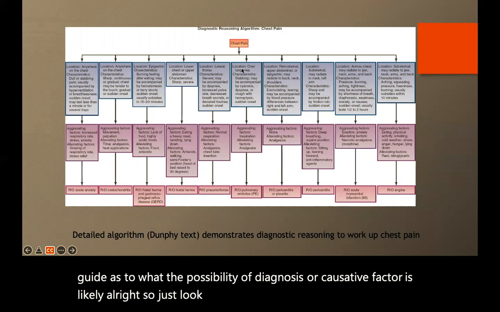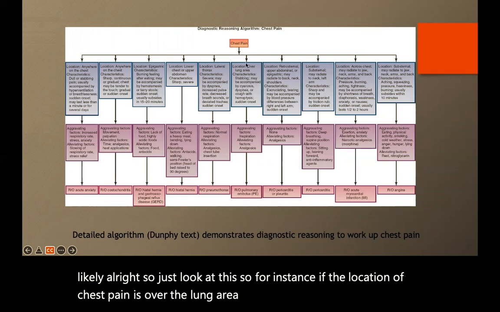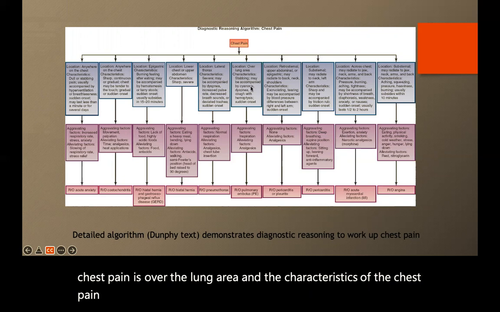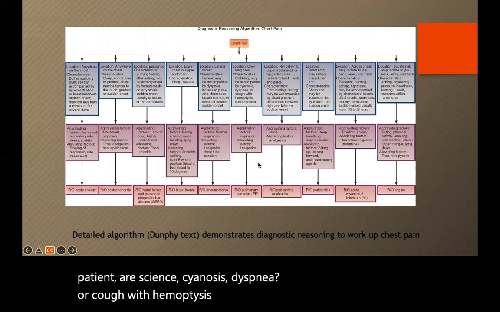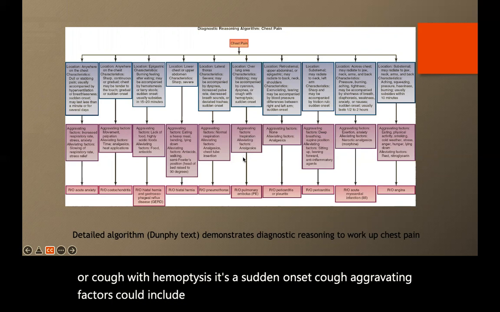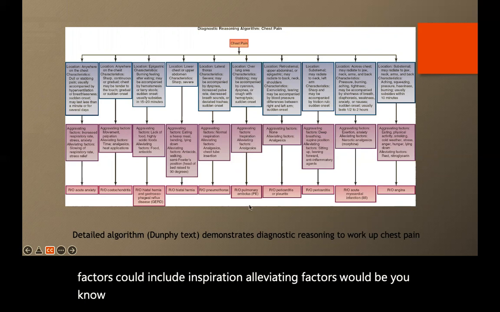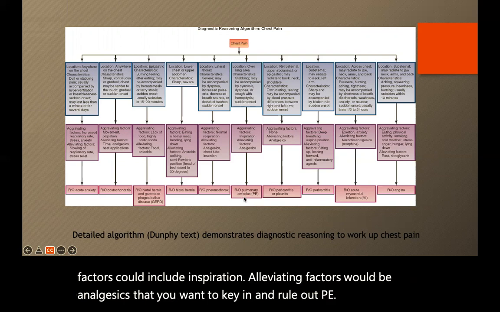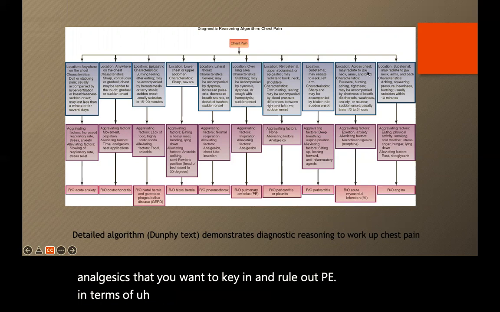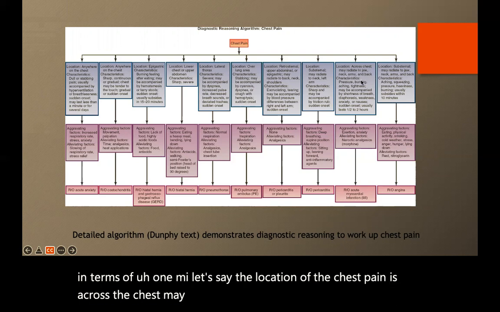For instance, if the location of chest pain is over the lung area and the characteristics reported by the patient are cyanosis, dyspnea, or cough with hemoptysis, with a sudden onset cough, aggravating factors could include inspiration, and alleviating factors would be analgesics, you want to key in and rule out PE. In terms of an MI, let's say the location of the chest pain is across the chest, and may radiate to the jaw, neck, arms, or back.